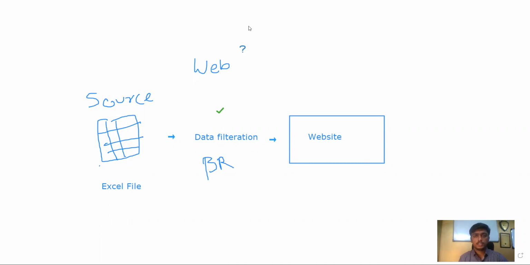Let us mark this step as done. Now our second step is going to be data filtration based on the business rules. You need to properly understand what the business rules are. Is there any calculation that needs to be done? Whether that particular operation is supportable in an Excel file or not.